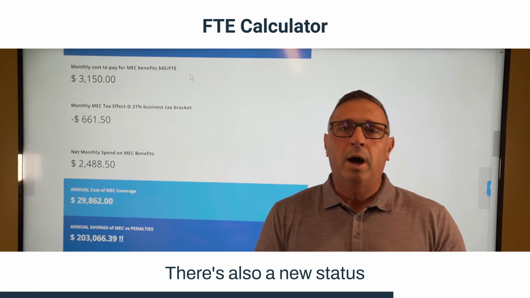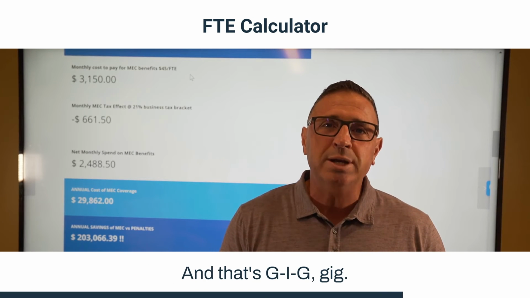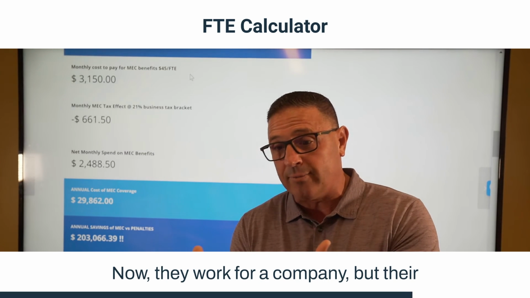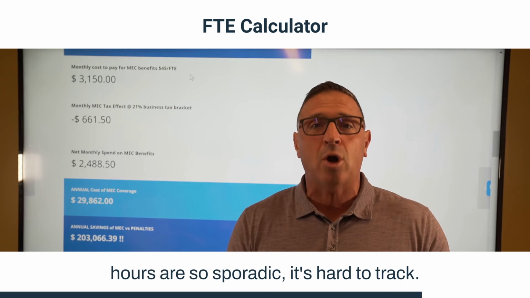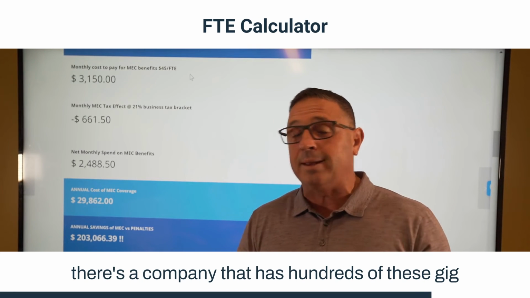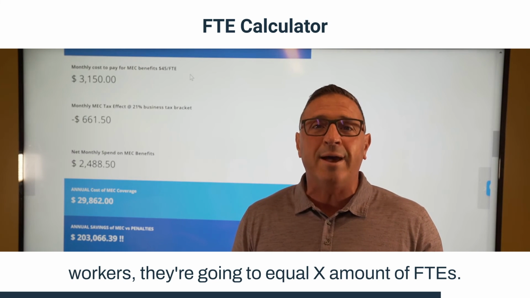There's also a new status of employees called gig workers, and that's GIG, gig. That means that these are variable hour type of employees. Now, they work for a company, but their hours are so sporadic, it's hard to track. But those employees, when you add them up, if there's a company that has hundreds of these gig workers, they're going to equal X amount of FTEs.